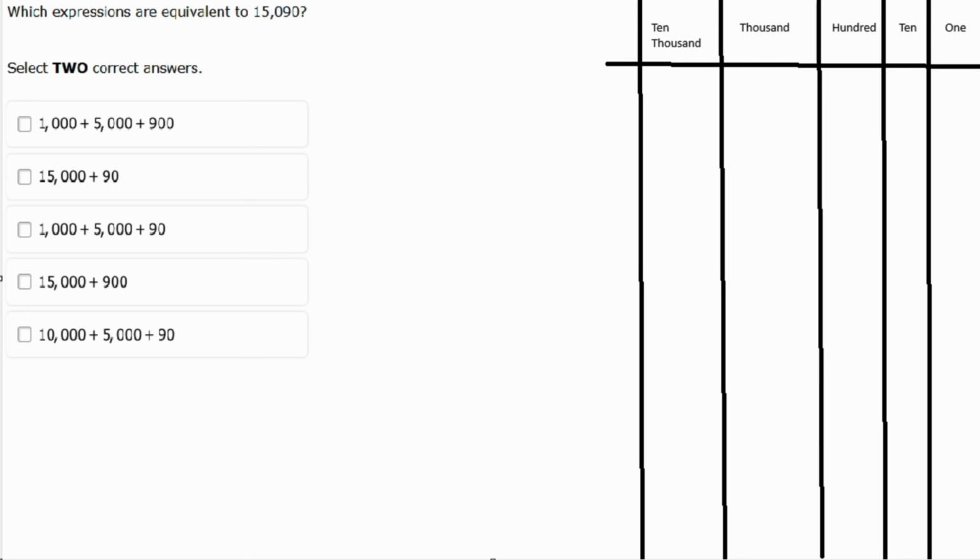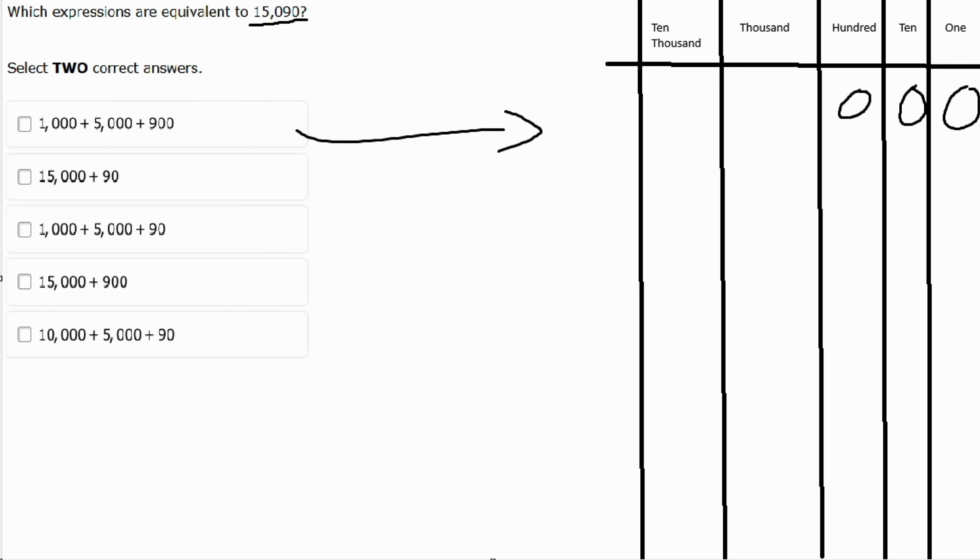Alright, let's get started. This question reads, which expressions are equivalent to 15,090? Alright, so how do we solve this? Well, we see in our answer choices, everything is written in expanded form, which means we have to combine these numbers and see if they're equal to 15,090. So let's look at our first answer choice. Let's put it in our place value chart. Let's try and add everything up and see if it equals 15,090.